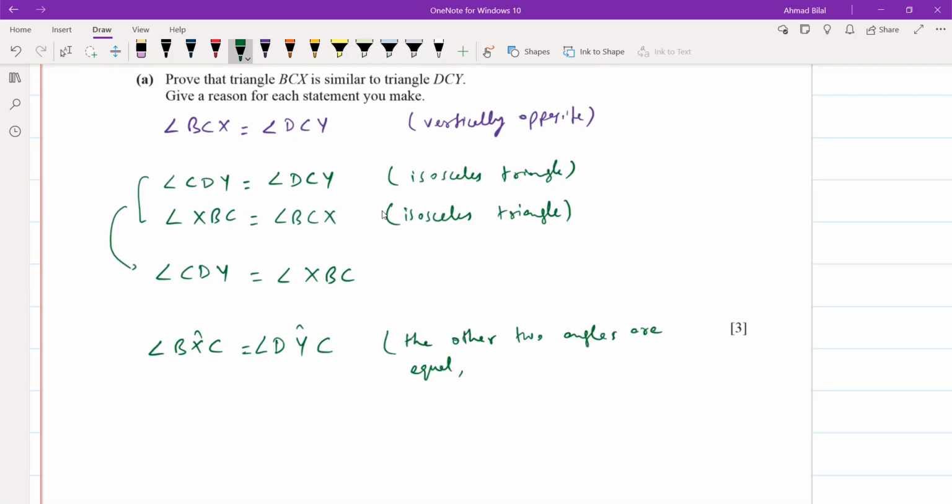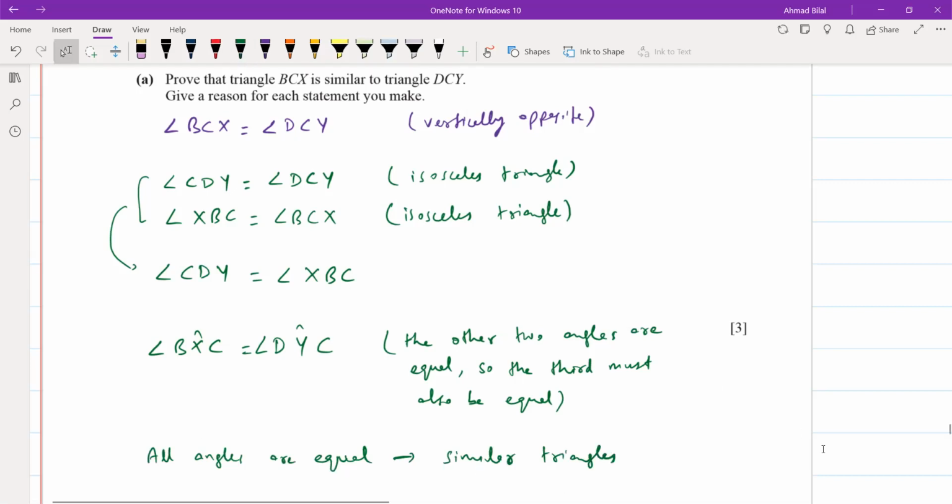So since the other two angles are equal, the third must also be equal. ठीक है, अब सारे एंगल्स इक्वल हैं, इसका मतलब है कि ये सिमिलर ट्रायंगल्स हैं. आपको मिल गया कि all angles are equal, so they are similar triangles.